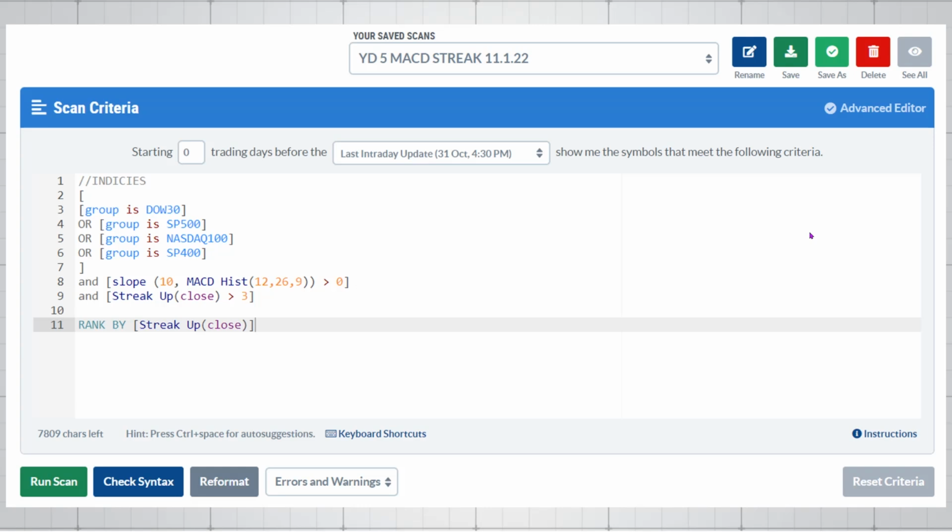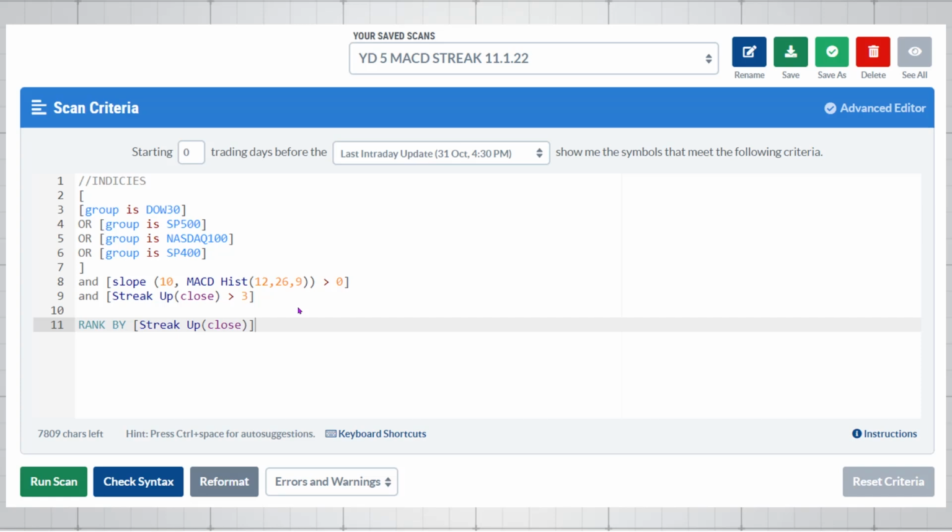Here is our scan for this purpose. We take the slope command for 10 periods of the MACD histogram using the standard settings 12, 26, 9, and we want the slope to be greater than 0. All that's saying is that from the start of the 10 periods to the finish of the 10 periods, the histogram goes up in value. Could still be below 0, could always be above 0. Doesn't have anything to do with the 0 line itself, only the value at the start versus the finish.